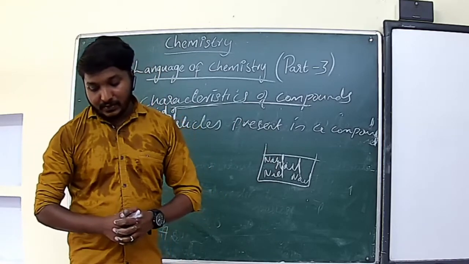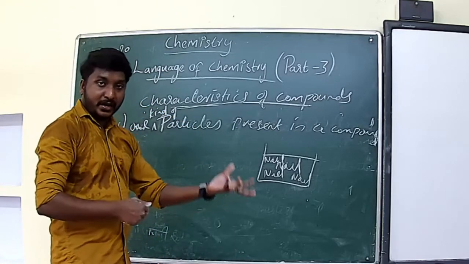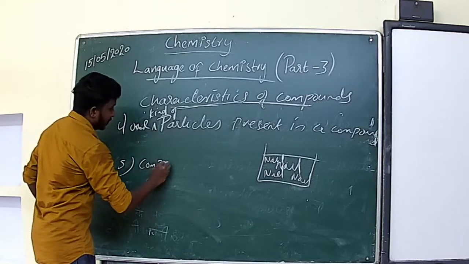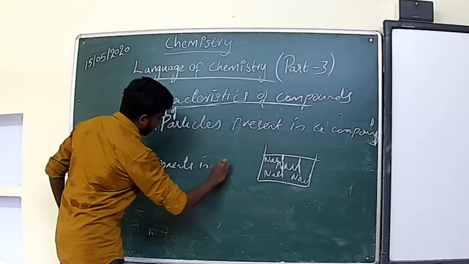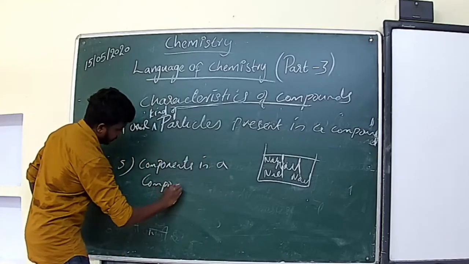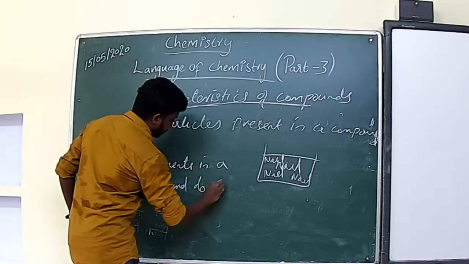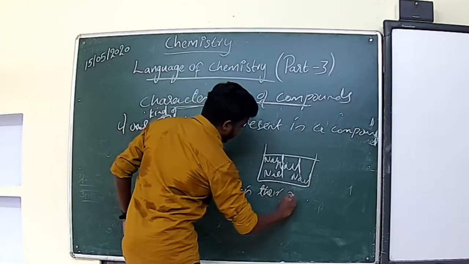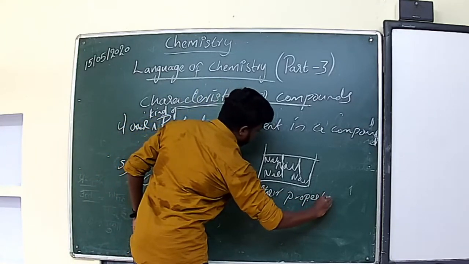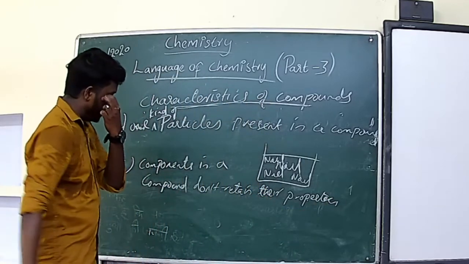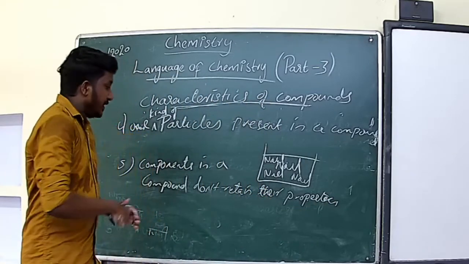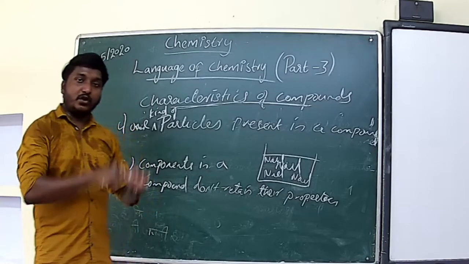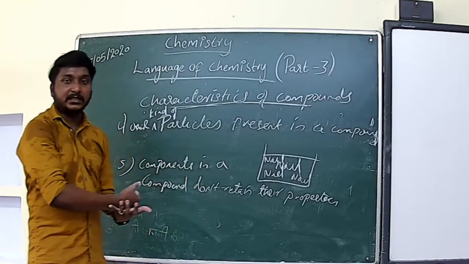Then, components in a compound do not retain their properties. Just before, we discussed that a compound has a definite set of properties, right? So the elements will not retain their properties. Compounds have definite properties and elements have different properties. Clear? They will not retain their properties.